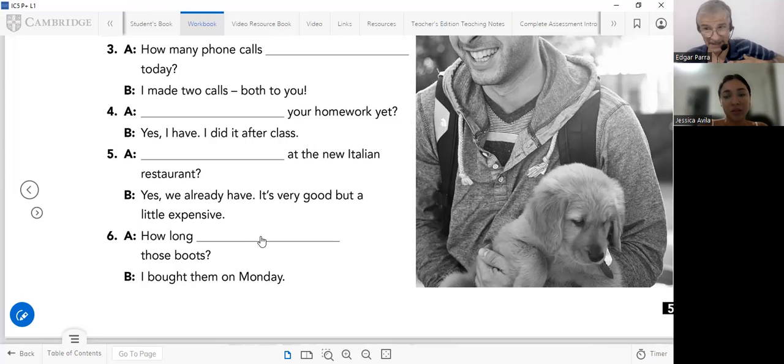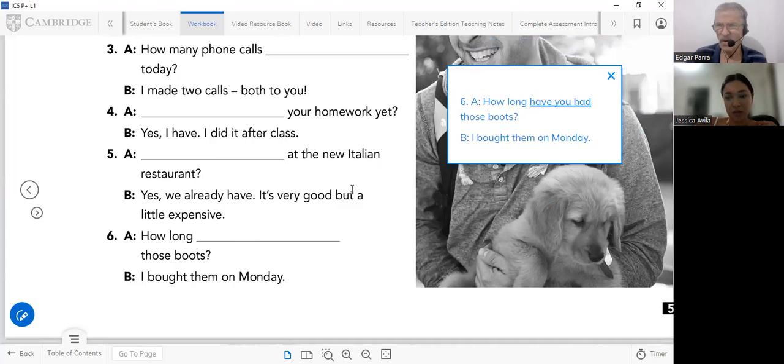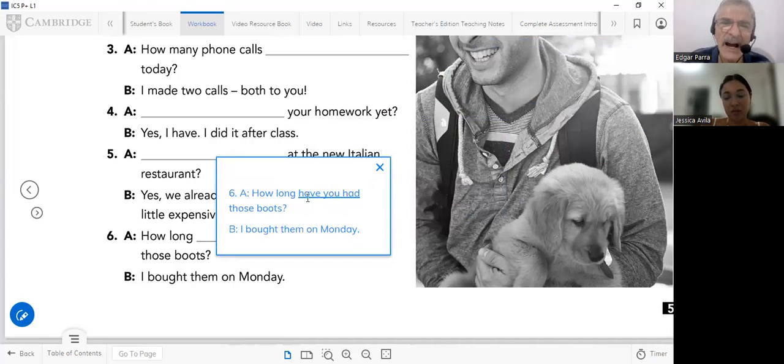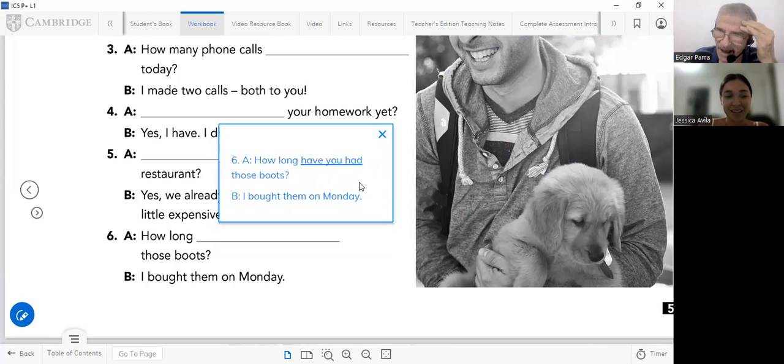Okay, I would ask you that. But is it possible to ask, how long ago have you bought? No. Because I would say, how long ago did you buy? Okay, you said, have you had, and this is correct. How long have you had those boots? But if I ask you, how long ago did you buy those boots? It is correct too. Okay?